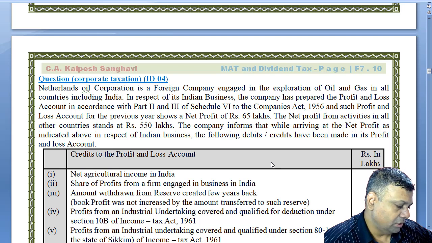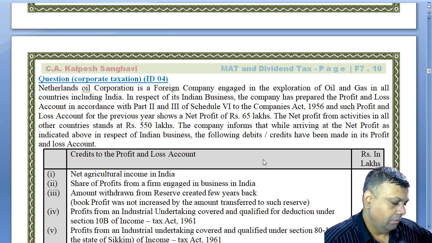Netherlands Oil Corporation is a foreign company engaged in the exploration of oil and gas in all the countries, including India. In respect of its Indian business, the company has prepared the profit and loss account in accordance with Part 2(3) of Schedule 6 of the Companies Act 1956. And such profit and loss account for the previous year shows a net profit of rupees 65 lakhs.